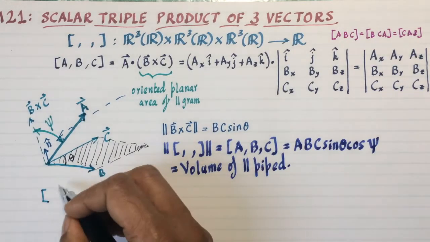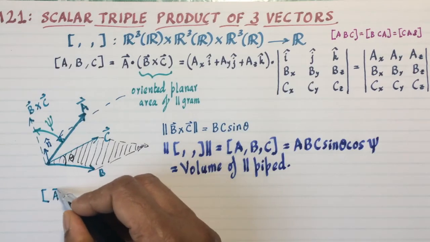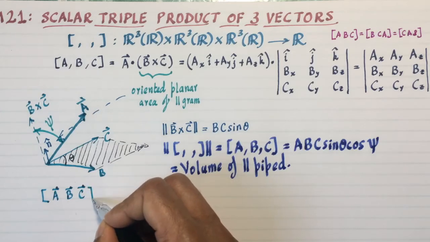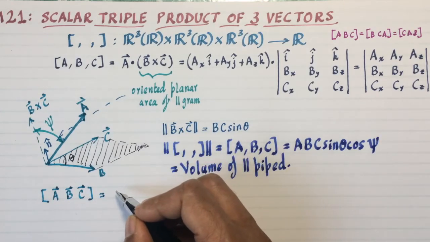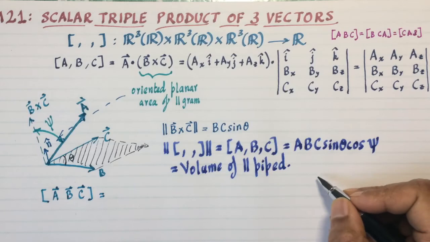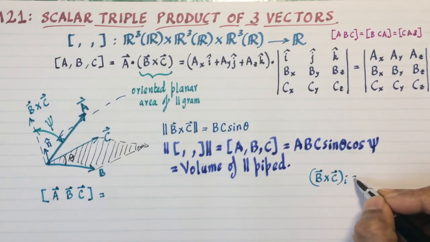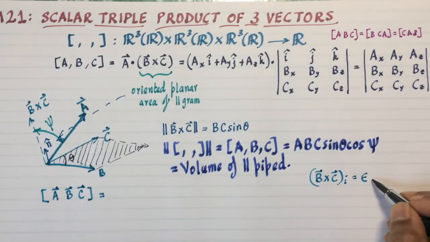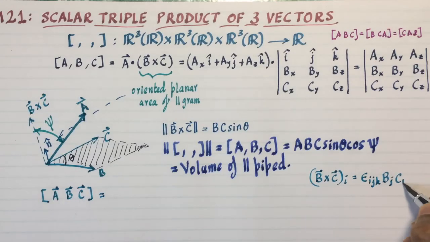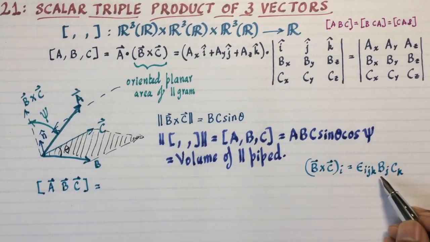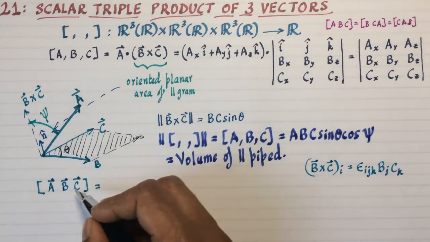And we can use the Levi-Civita form of the cross product. Now remember, the ith component of B cross C was given by epsilon ijk bj ck. That's the way of writing it. Now Einstein summation is assumed for indices j and k because they're repeated. Now what does this give us?